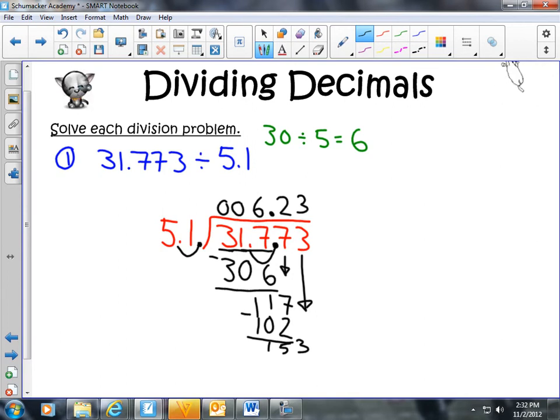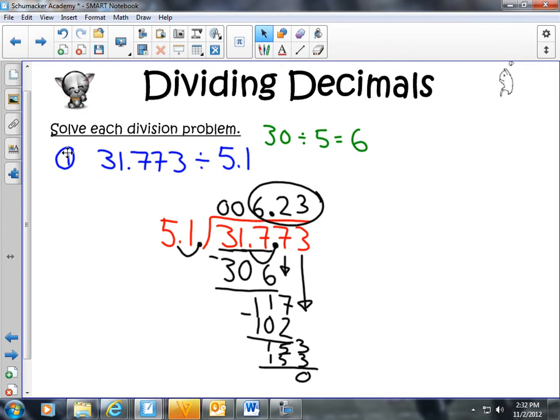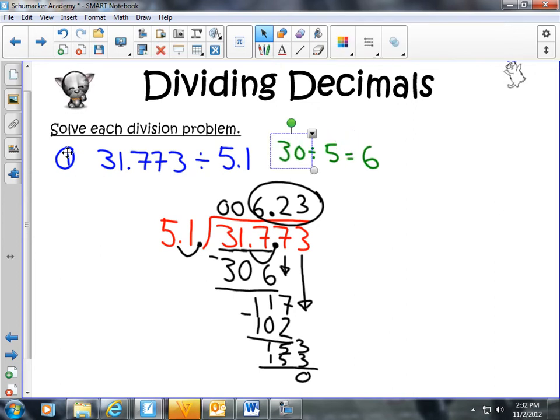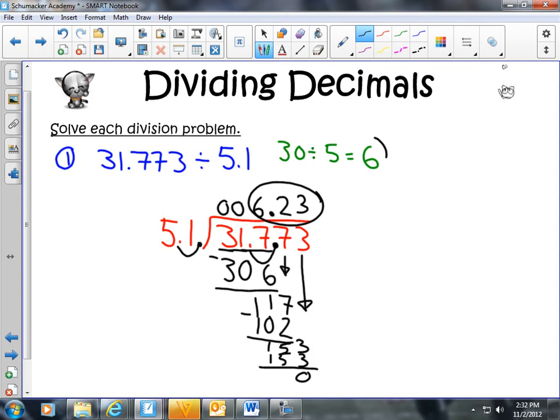3 times 1 is 3. 3 times 5 is 15. I subtract. I have 0 remaining. That's when I know I'm done. And so I have an answer of 6.23. So my question is, is my 6.23 close to my original number of 6?